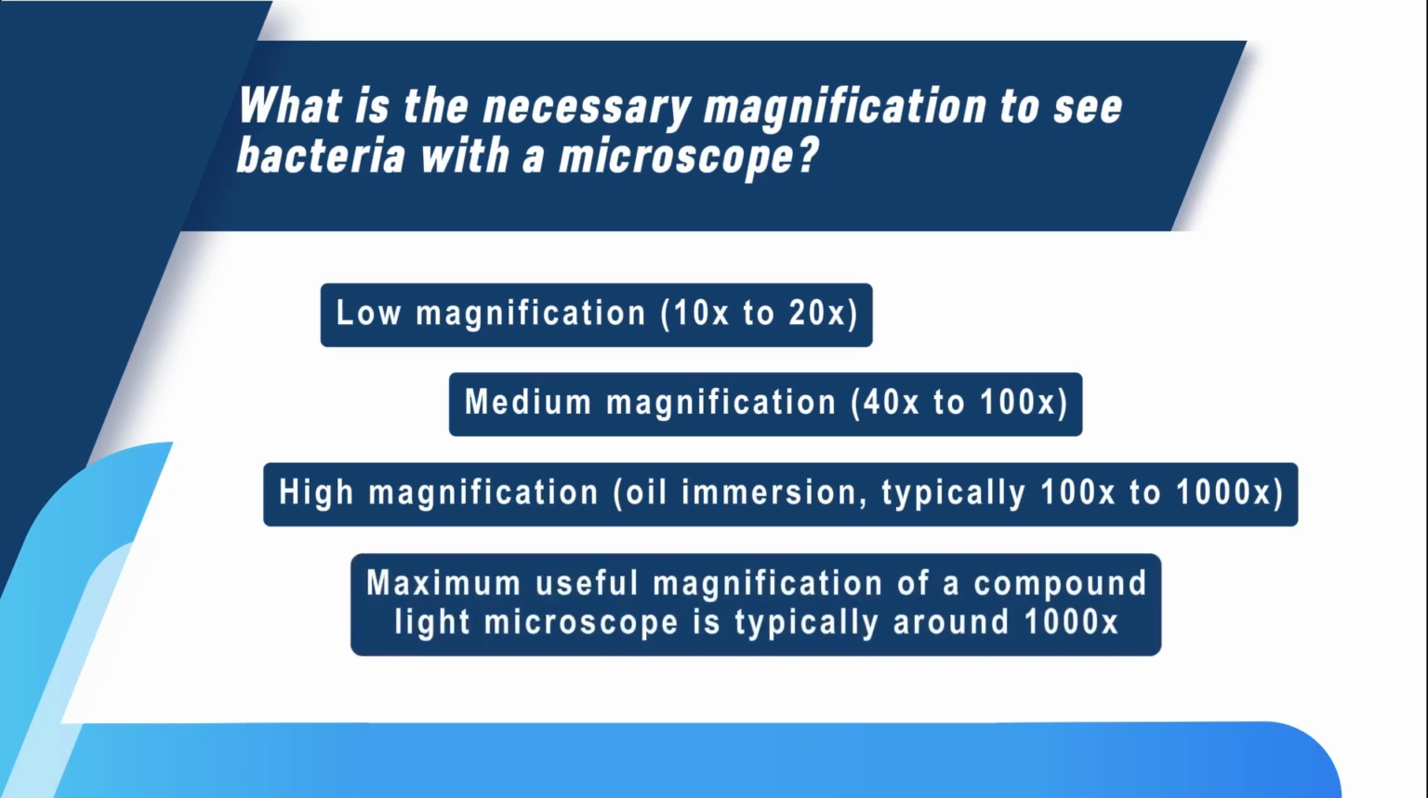It's important to note that the maximum useful magnification of a compound light microscope is typically around 1000x. Beyond this, the resolution becomes limited by the wavelength of visible light, and electron microscopy is usually required for higher magnifications. Choosing the appropriate magnification depends on the specific objectives of the study and the characteristics of the bacteria being observed. It may involve using different magnifications sequentially to obtain a comprehensive understanding of the bacterial sample.